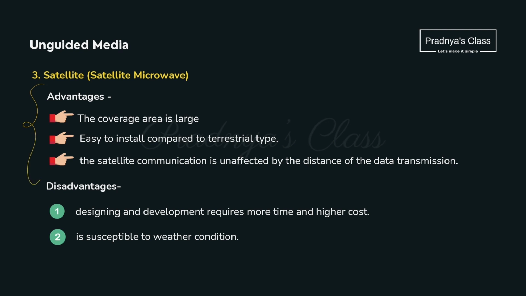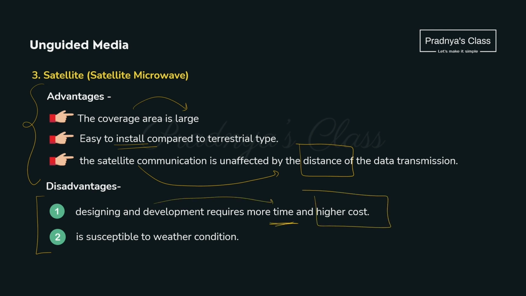Let's go through some of the advantages. It covers large area. It is easy to install. It is unaffected by the distance. Now look at the disadvantages. For designing and deployment, we need more time and higher cost. As the data transmission is through the atmosphere, it is susceptible to weather conditions.